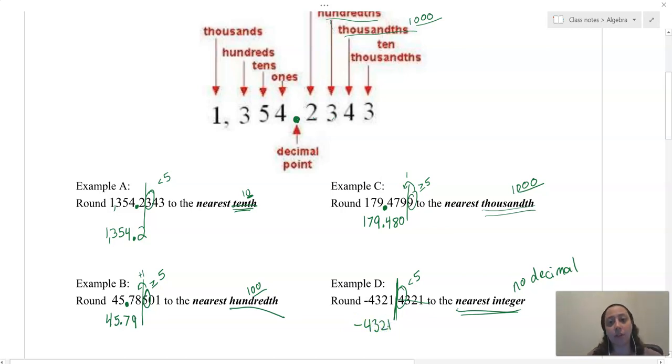And now we've rounded to different decimal places. So make sure you read what it's asking for. Is it asking for tenths, hundredths, thousandths, or integers? And count how many decimals you need.